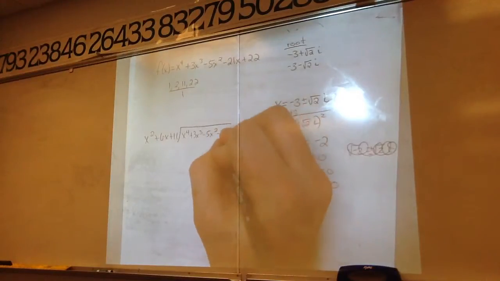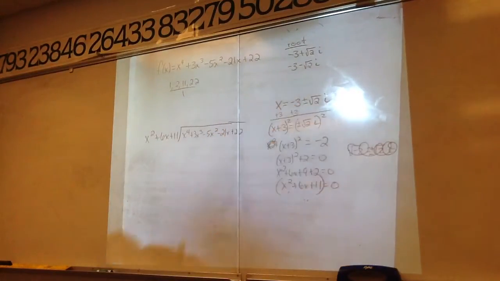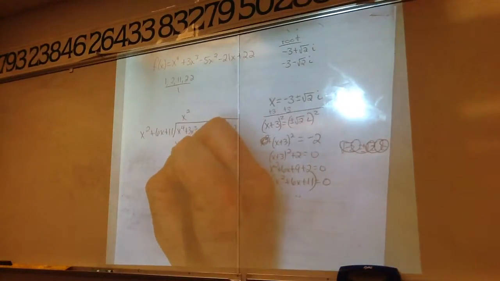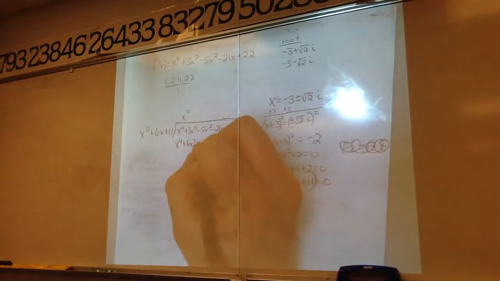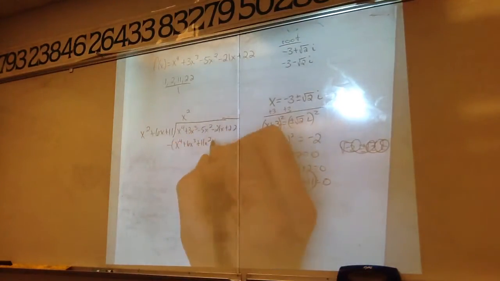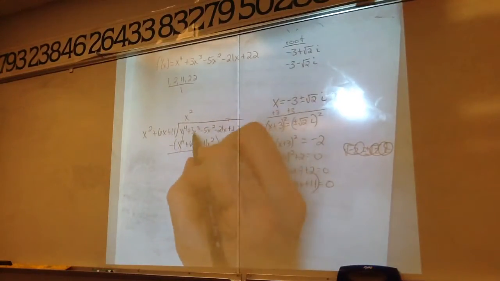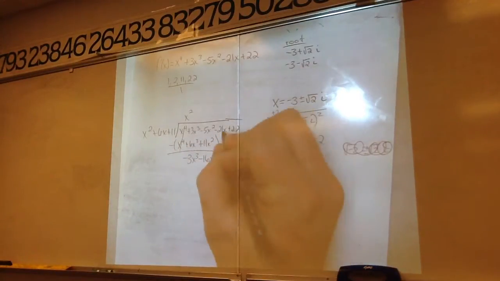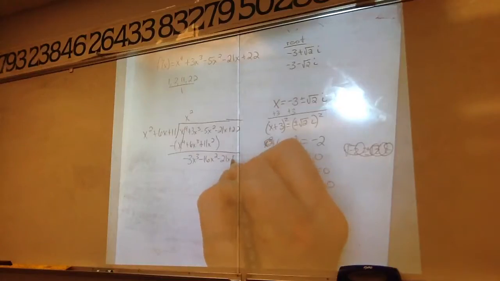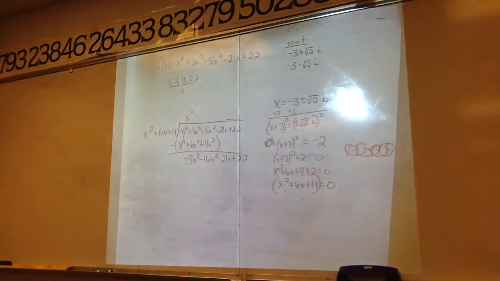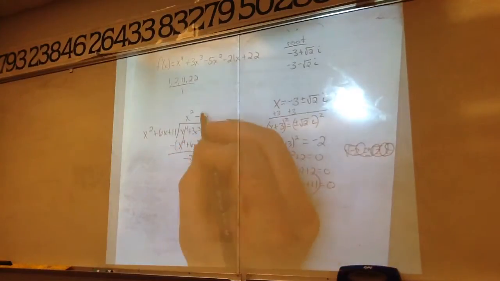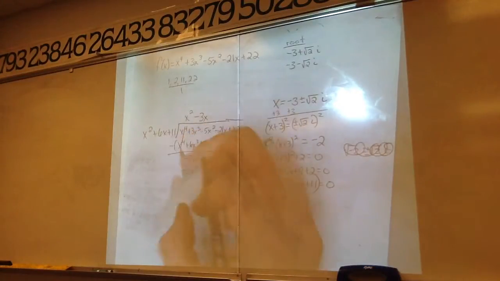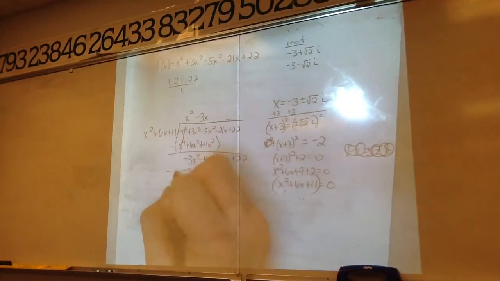X squared on top. 1x plus 22. Multiply all those by x squared. X to the fourth plus 6x to the third plus 11x squared. Subtract. 0. Negative 3x to the third. Negative 16x squared. Bring those down. Negative 3x to the third, negative 18x squared, negative 33x. Subtract. Those all become positive.